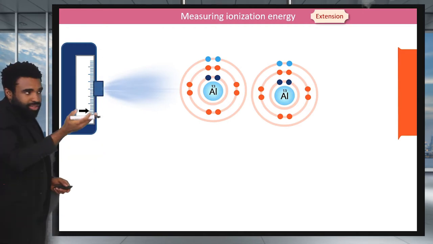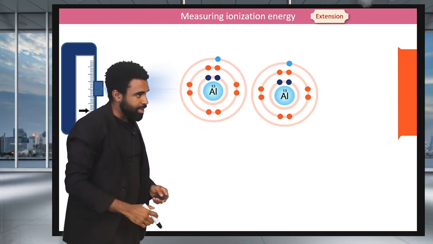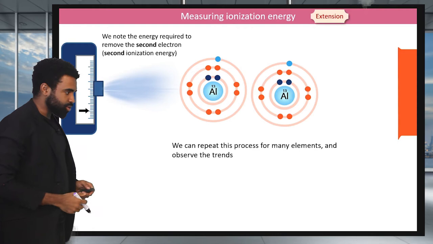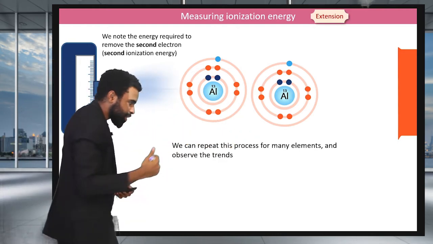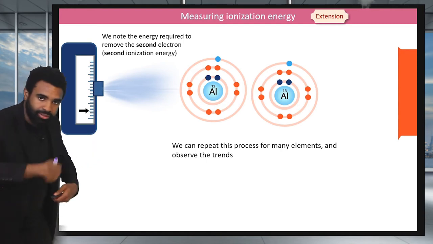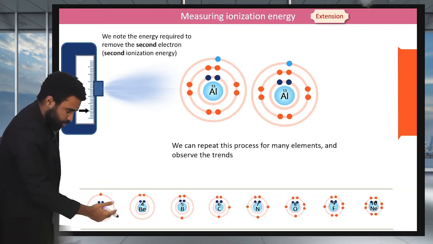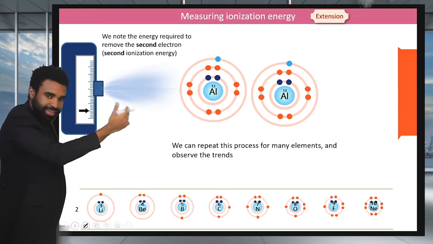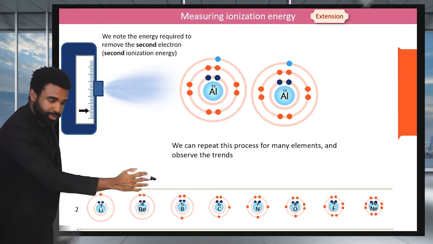And we raise the energy again until we're able to dislodge another set of electrons, and we record that as the second ionization energy, and so on and so forth. Now, we've done this for aluminium, but we can repeat this process for many elements and deduce some kind of trends. For example, we could put a bunch of lithium gaseous atoms in this chamber and test its first ionization energy, or the second or the third, but usually we're going to focus on the first here.